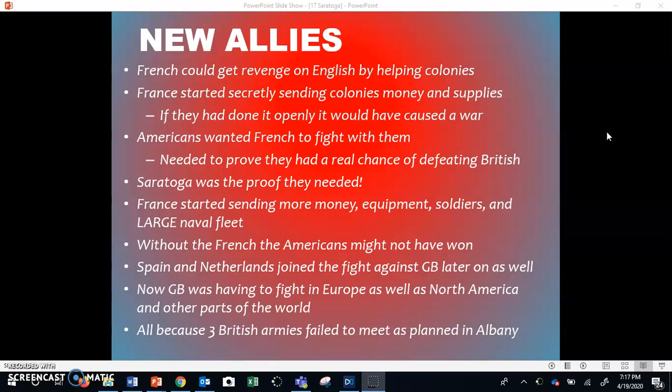Now, Great Britain was having to fight in Europe as well as North America and other parts of the world. So not only were they fighting the colonists in North America, they were also fighting in some of their territory in Europe. And you guys, this took place and this kind of snowballed all because those three British armies failed to meet as planned in Albany. They did not follow the directions that they were supposed to follow in order to defeat the American colonists in Albany.